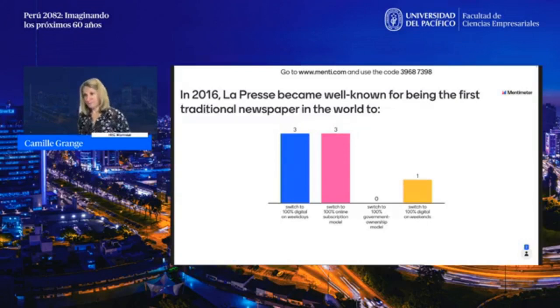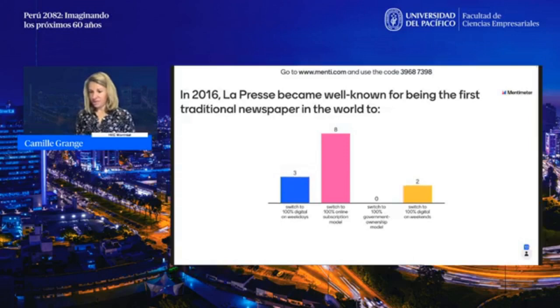So let's see what we have. Did La Presse switch to 100% digital on weekdays? Did it switch to 100% online subscription model? Did it switch to 100% government ownership model? Or did it switch to 100% digital on weekends? It seems that the subscription model is popular. I'll give you a few more seconds to participate. Growing in popularity, the subscription model.